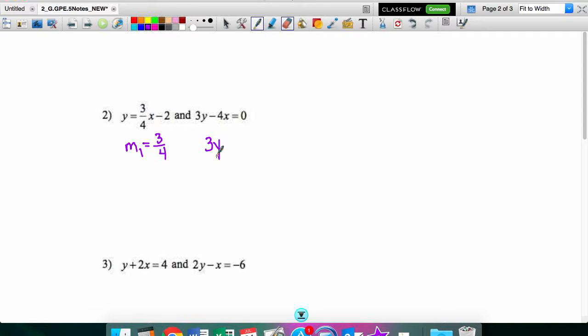Our second equation is going to involve a little bit more work because it's not in our mx plus b form. We have to isolate the y by getting rid of any x term on the same side first. So let's add the 4x to both sides. 4x cancels on the left, leaving us with 3y. On the right-hand side, you could write this as 4x plus 0 or just 4x, your choice.